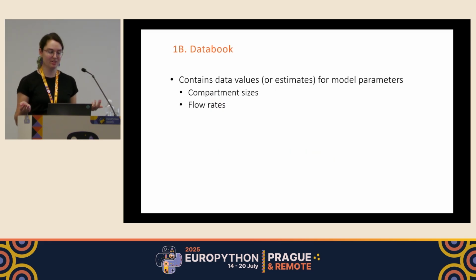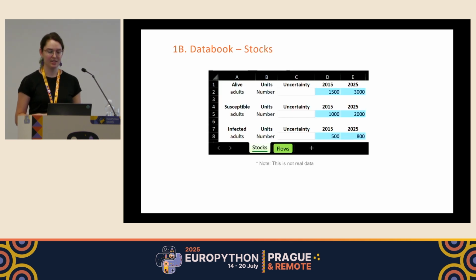And now we can fill in the data book. So this is just going to contain all of our data values, which are mostly going to be estimates for our model parameters, including compartment sizes and flow rates.